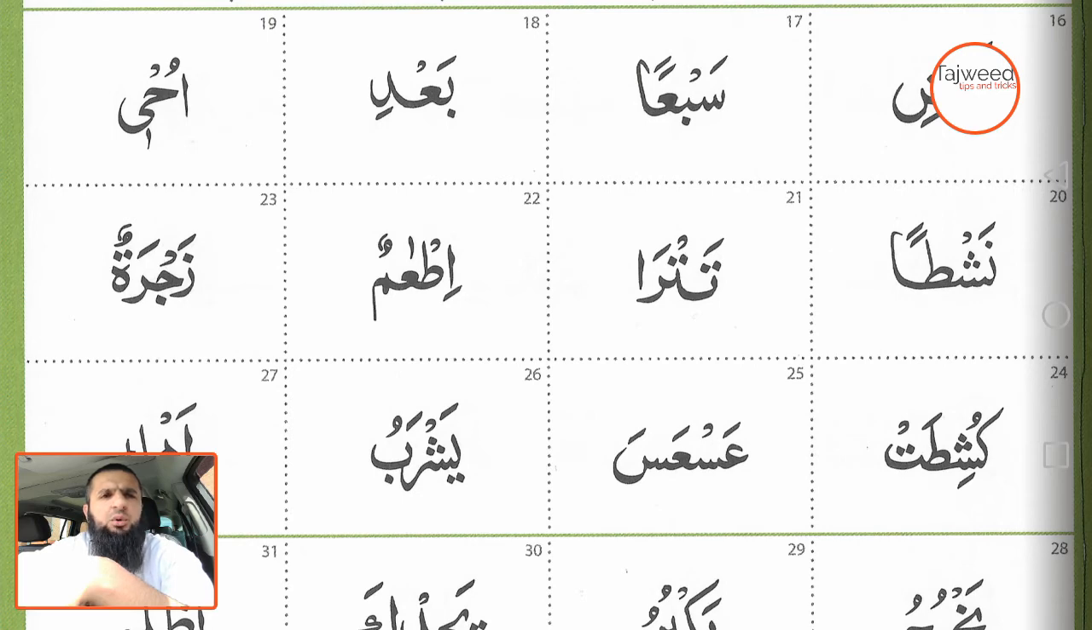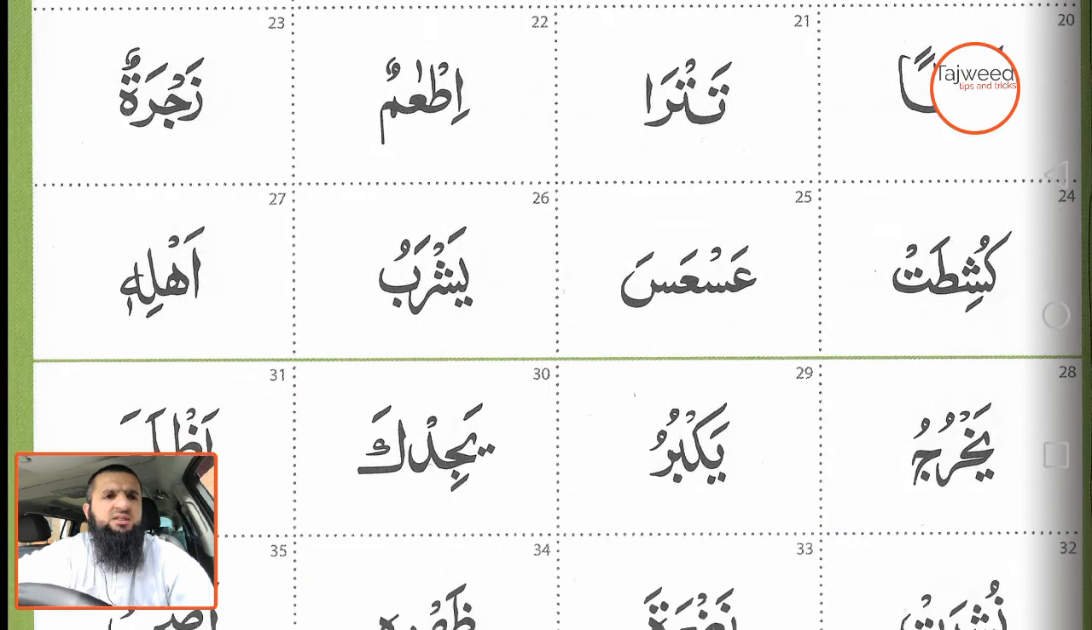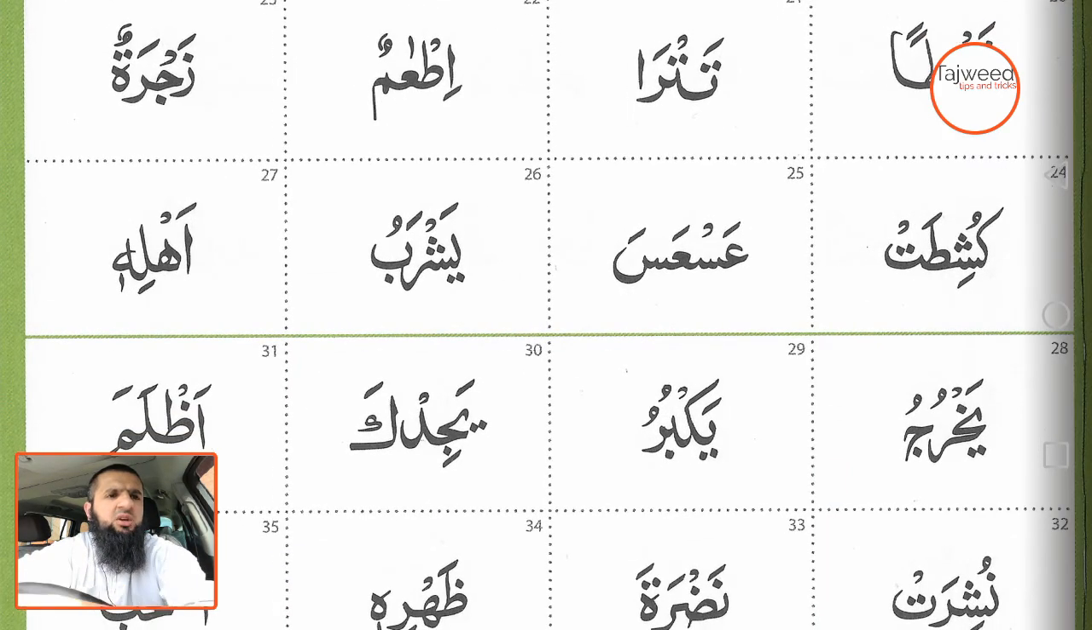22. Ito, there's a bounce on the ta. Ito, amun. Yeah. Box 23. Zaj bounces the jim. Zaj, rotun. Yeah. Remember, practice makes perfect. The more you practice, the more perfect your tajweed will be, inshallah.